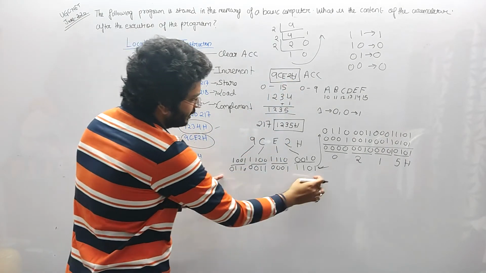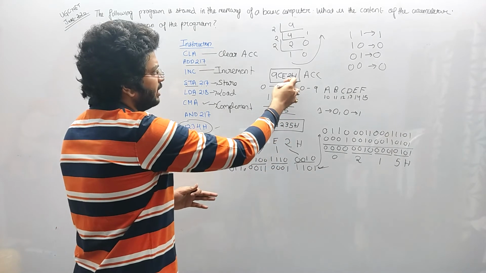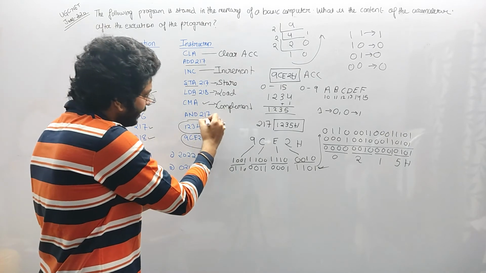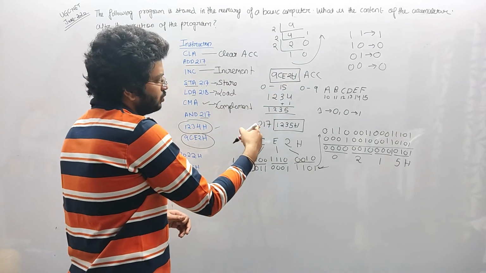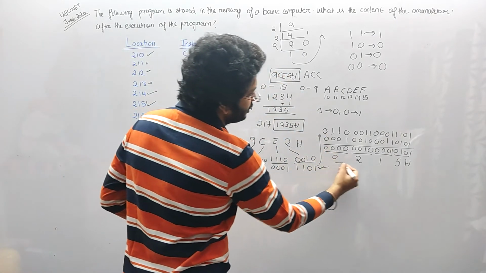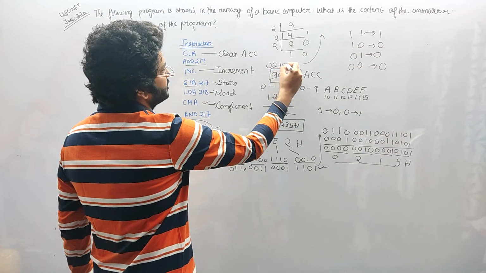After complementing it, whatever may be its value, it will be stored back here again. Now AND 217 means we have to AND the contents of 217 into the accumulator. 217 is this one, we have to AND it with the accumulator. After ANDing it, I got this value. Now this will be stored in the accumulator, 0215H.